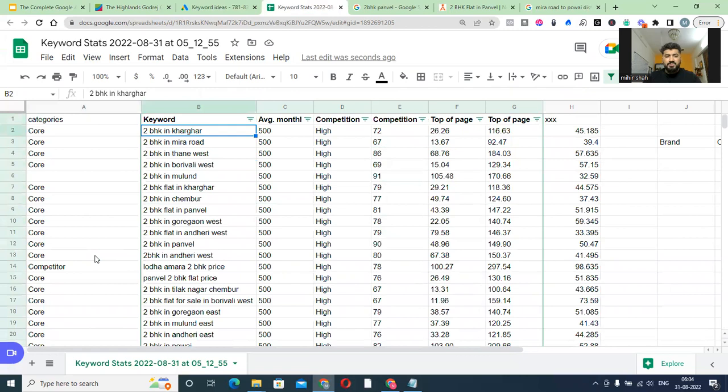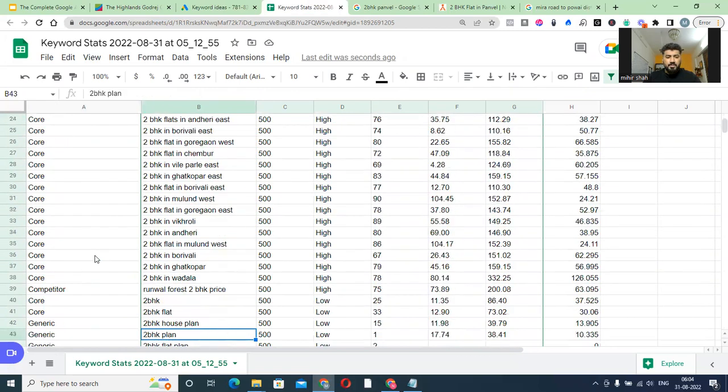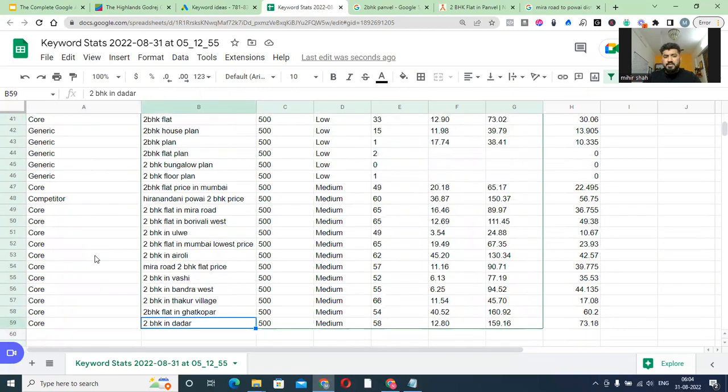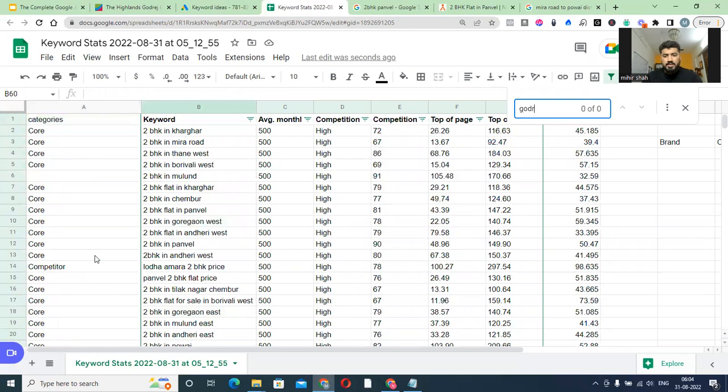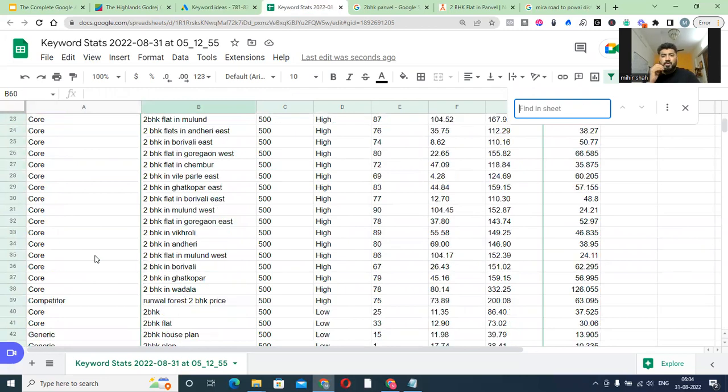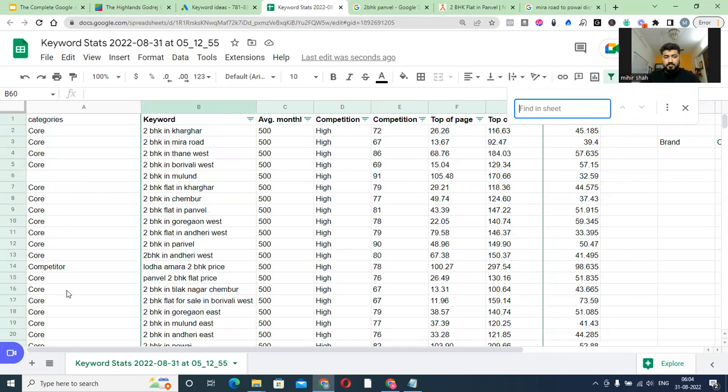So I have categories of core, competitors. It's surprising that we didn't see the brand name, right? I'm just going to do a quick search. Yes, we do not have the brand name. So what we can do is, like I said, brand keywords are very, very crucial. So the two names that we had got in the earlier search, Hiranandani and Highlands Godrej, we will add this under brand keywords as well.